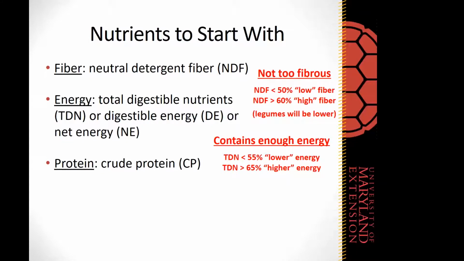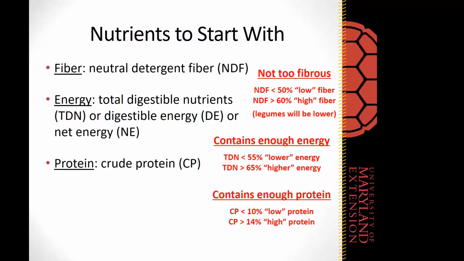And then protein, we want to of course meet our protein requirements or amino acid requirements for our livestock. 10% or less is usually considered more of a low protein forage. 14% or more is usually considered more of a high protein forage. And then in between there again is the moderate level. So this just gives you really rough ballpark numbers to start with.